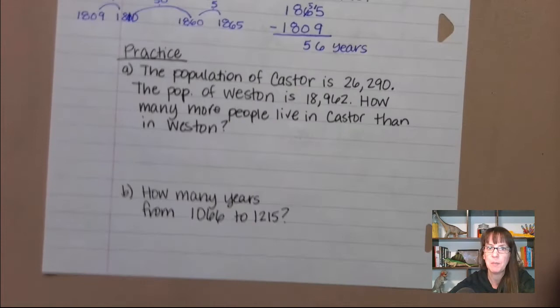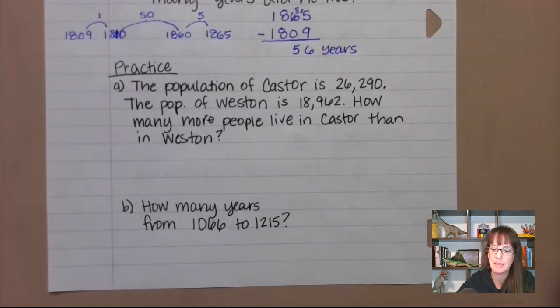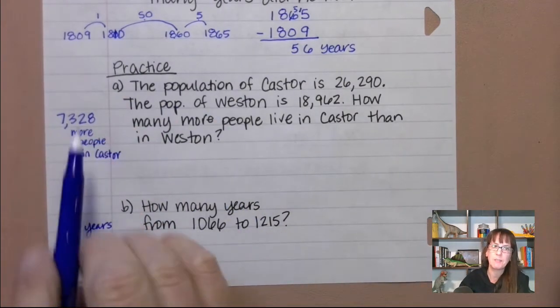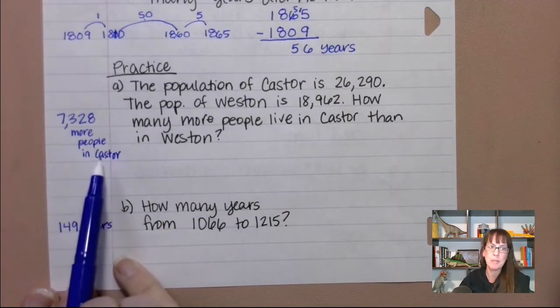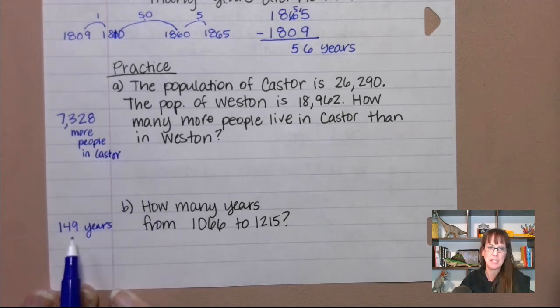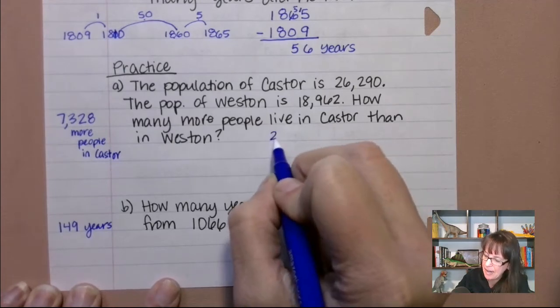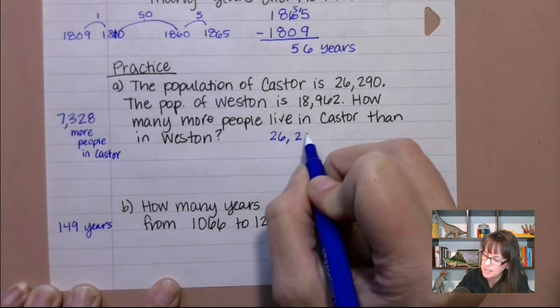Okay, so let's take a look. For your practice problems, go ahead and pause the video, do these problems, and then come on back and let's see what you got. All right, friends, so here are the answers on the side. For A, it's 7,328 more people in Castor, and for B, it was 149 years. If you did not get those, then stick around and let's see how to do this.